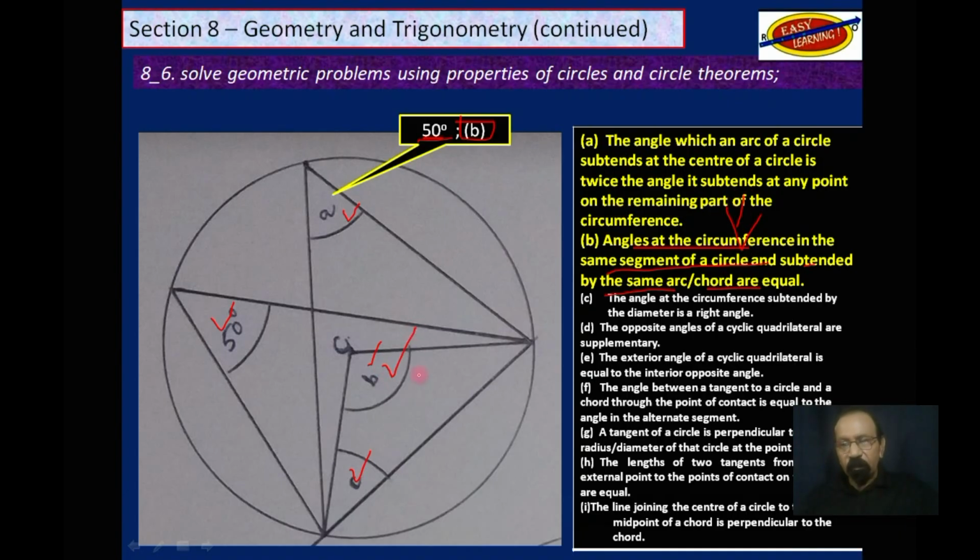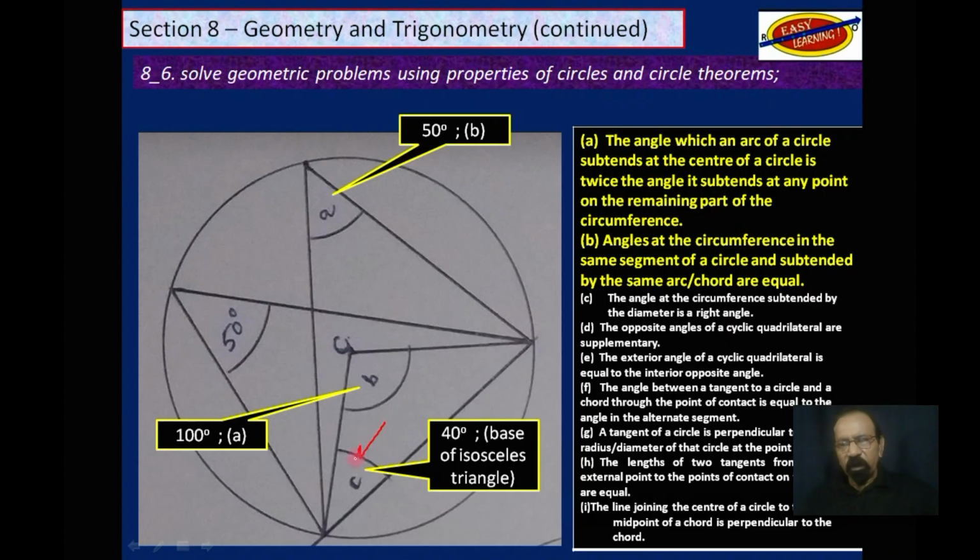Now, what is angle B here? Or this angle at the center? It is 100 degrees. How do we know that? For this reason here. The angle which an arc of a circle subtends at the center of the circle is twice the angle it subtends at any point on the remaining part of the circumference. So if this is twice that and that is 50, then this must be 100. What about this one down here?